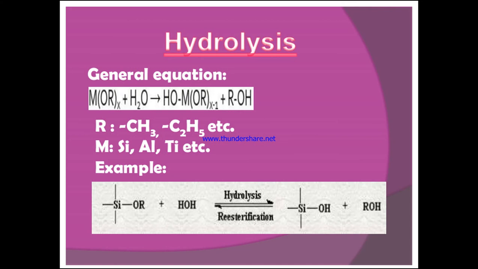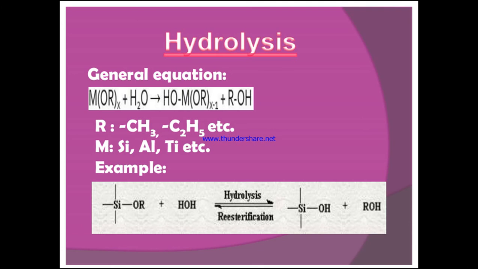The sol that we get is nothing but the colloidal suspension. R is nothing but the alkyl group, which is CH3 or C2H5, that is methane, or it may be terpene, etc. M is the metal we are having: silicon, aluminum, titanium, etc. These are the materials which we are going to use.